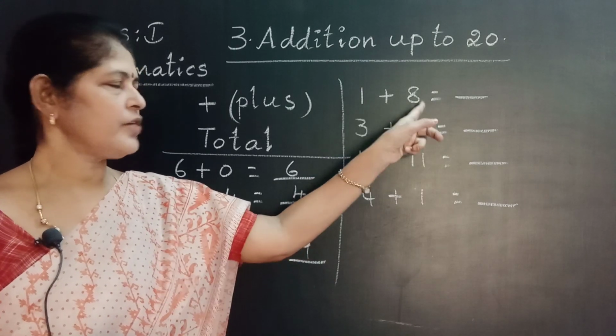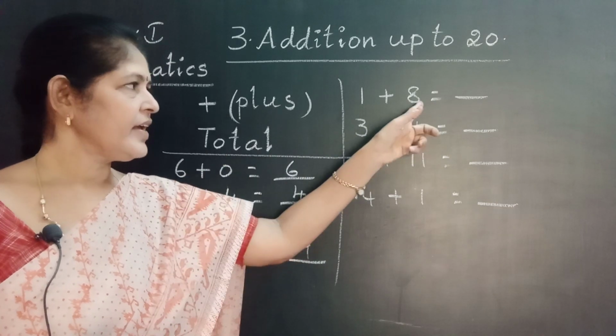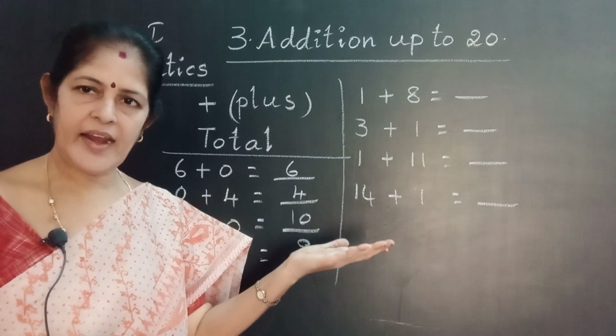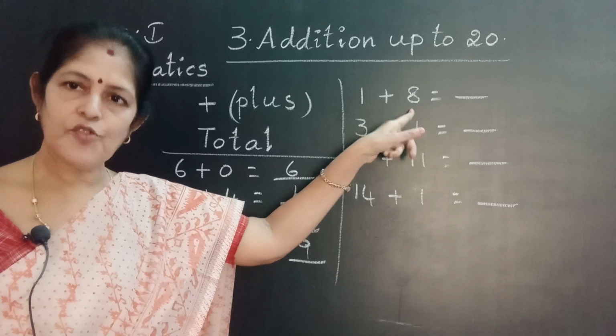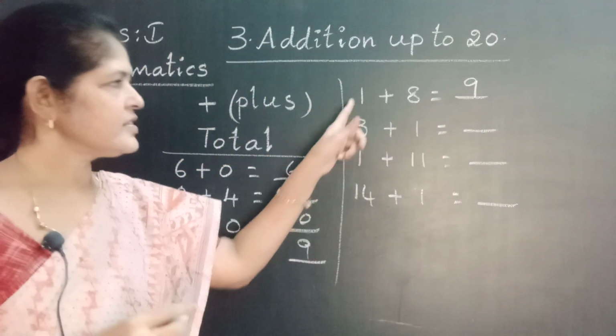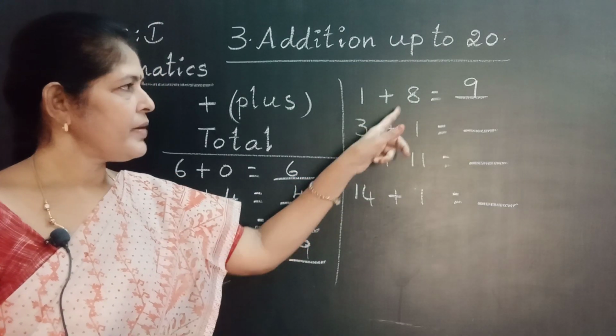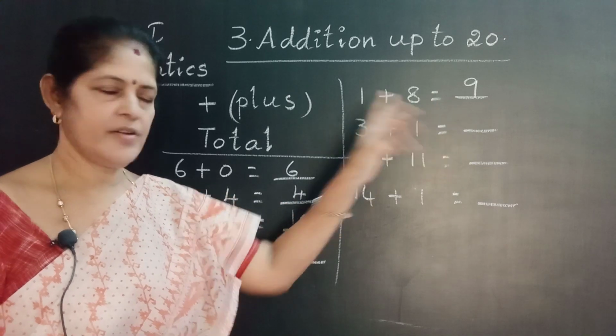We add 1 to a number. Then what is the rule? The next number after the given number. Here the number is 8. What comes after 8? 9. Very good. That means 1 plus 8 equal to 9.